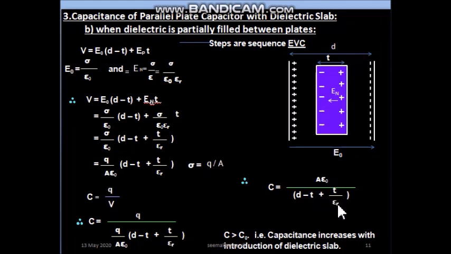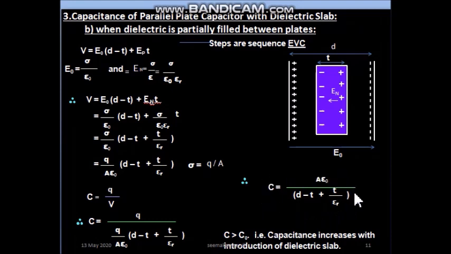Epsilon R means the dielectric constant of this dielectric medium, which is placed partially between the plates. Here we can notice that the air capacitor formula was only A epsilon 0 by D, but in the dielectric-filled capacitance formula, the denominator is smaller than before. That's why C increases. This way the partially filled dielectric capacitance formula is obtained.